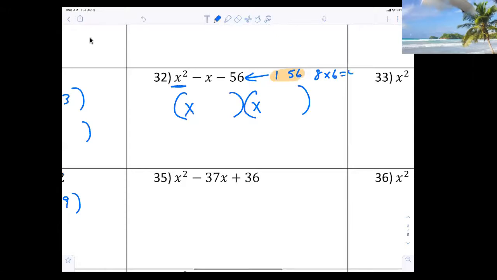8 times 6 is 48. So it must be 8 times. Yes. 8 times 7 is what? That's 8 times 8. 8 times 7 is 56. So keep going. So now, what is it going to be? I'm trying to get a 1. Negative 7, no, or negative 8.